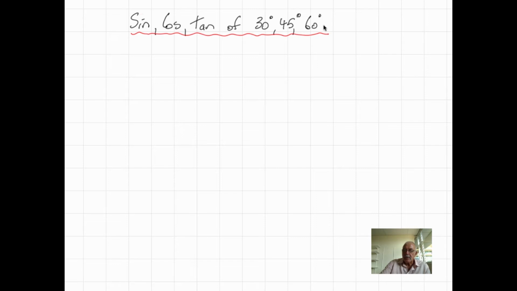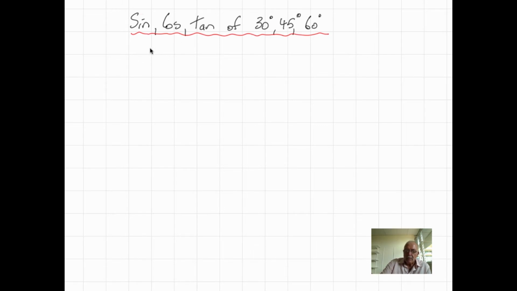Sine, cos and tan of these angles keeps cropping up in work we do. So we need to be able to get an exact value for the sine, cos and tan of 30, 45 and 60 without using a calculator. And there are two triangles to be able to remember those.